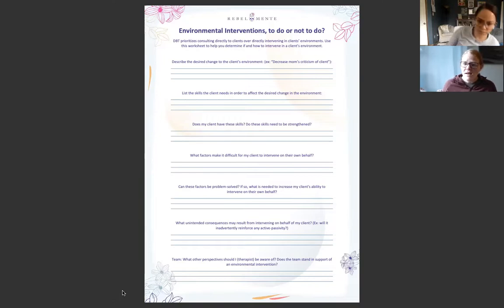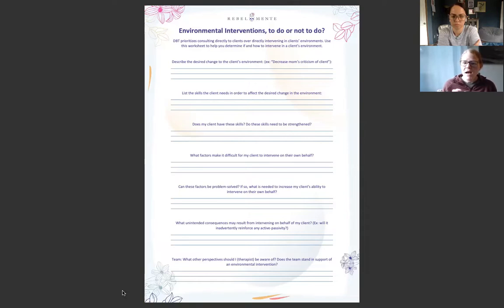And then you can step back and say, are there other factors that I may have missed? Are there things that I'm not paying attention to that would make it very difficult for them to be effective in intervening with their environment? And then can those be problem solved? Is there anything that my client and I can do that will impact their success without me directly intervening? And then are there consequences that I don't intend that would come into play if I did intervene directly?